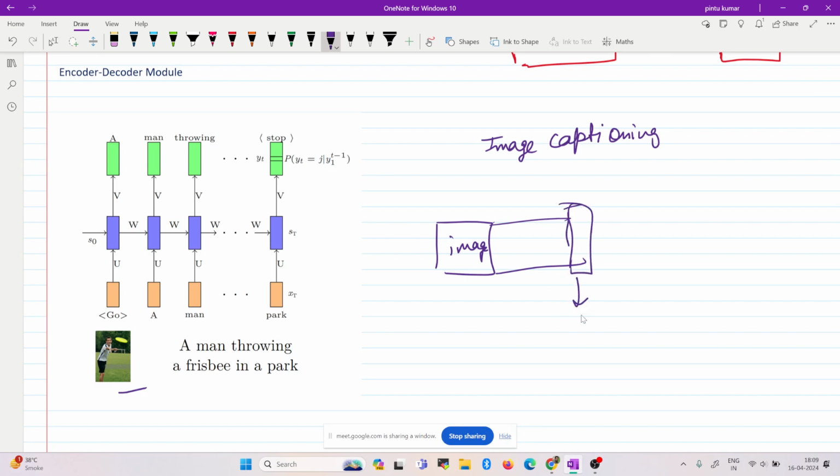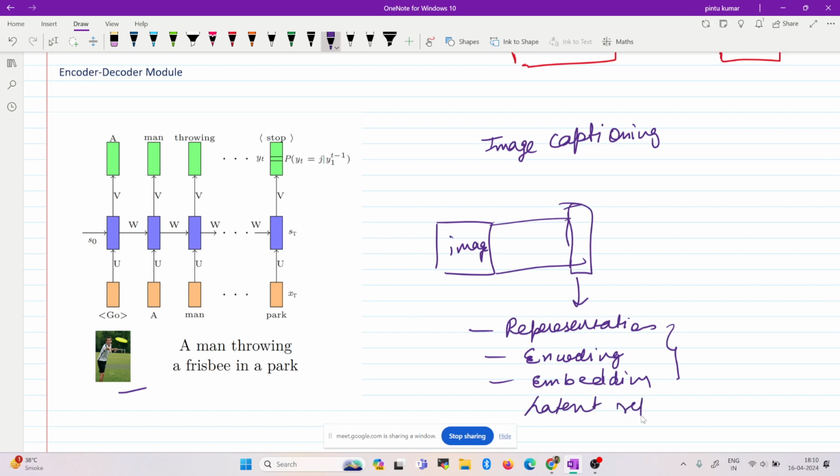So you might hear these words in different contexts. First is representation. Second is encoding. Third is embedding. Loosely speaking, these are the same; these are similar terminologies. You might also hear something like latent representation. Latent means hidden. You are not explicitly finding the representation, but in the process you are sort of doing this. Right now we have an image as an input.